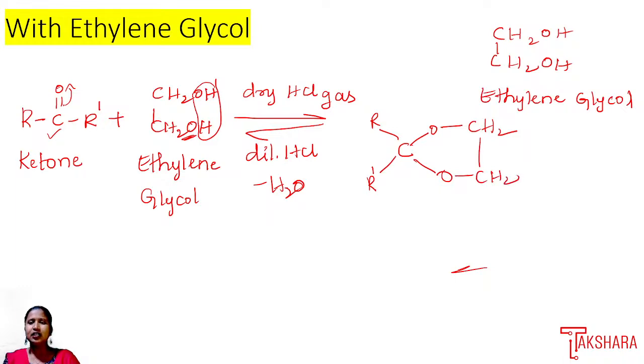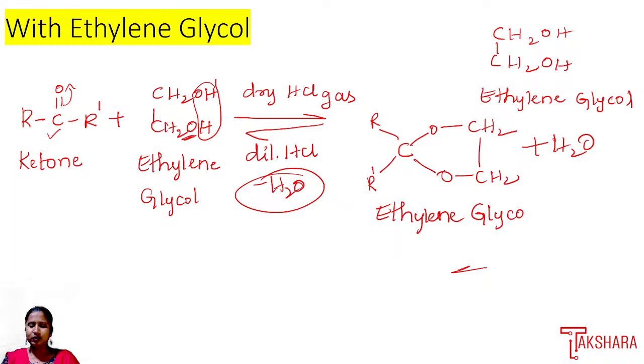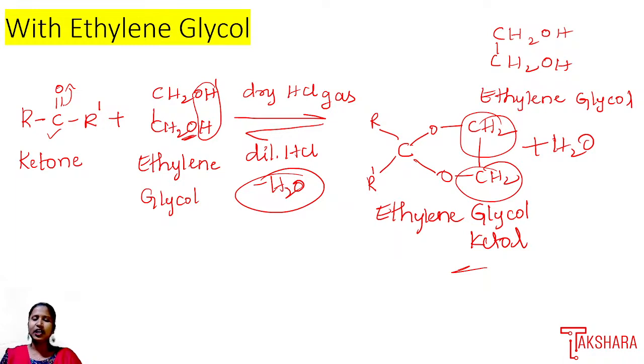CH2 is combined like this, with the removal of a water molecule, minus water. Now what do we call this product? We call it ethylene glycol ketal. Here there are 2 ethylene groups, and 2 hydrogen atoms are removed. From CH2OH, both the 2 hydrogen atoms along with one oxygen are removed, and we get the ethylene glycol cyclic intermediate formation.